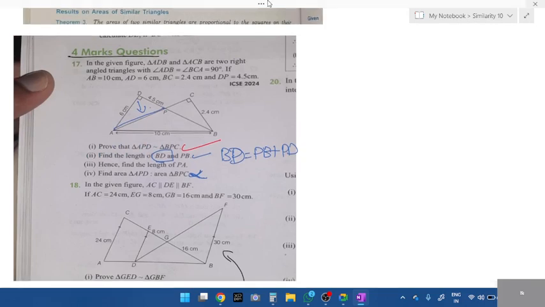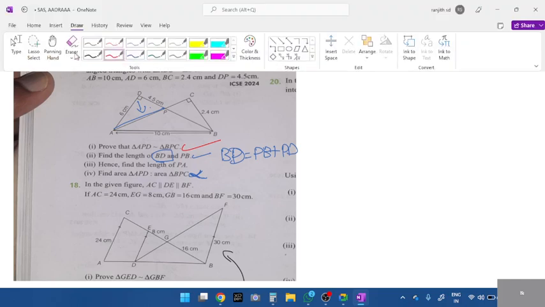Yeah, look at this question, students. What are the questions they've asked here? 17th one, all of you will respond, 2024 paper. What are the questions they've asked? First, you have to prove triangle APD is similar to triangle BPC. Next, you have to find the length of BD and PB. Then length of PA. 4 marks question. See how simple this is, but they've given it for 4 marks.